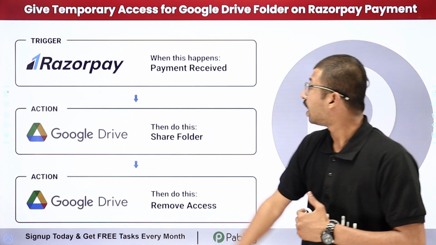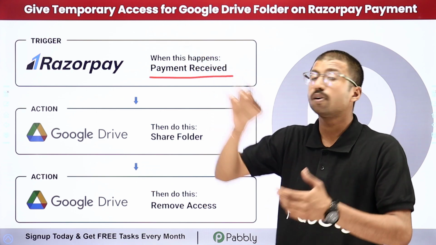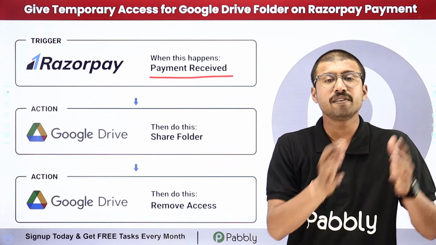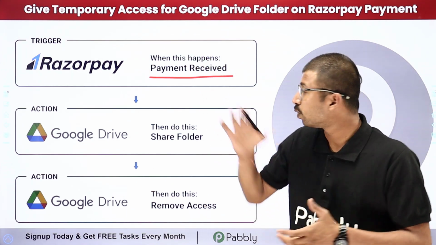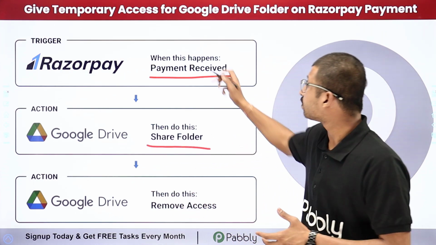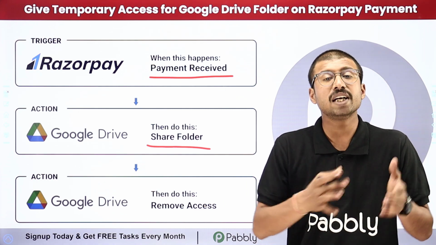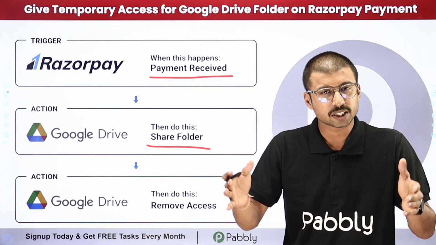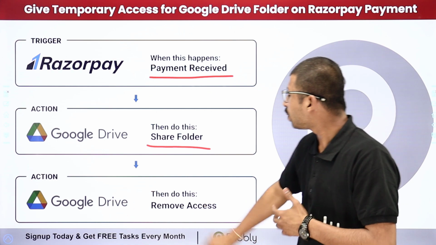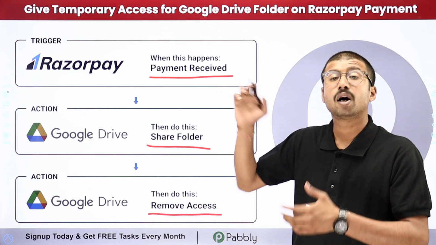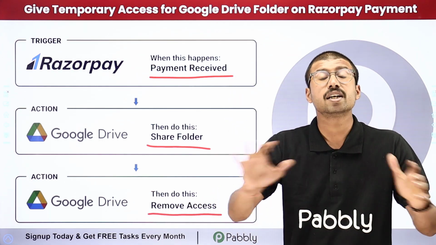And in this automation, as a new payment is received on our Razorpay account, automatically we are going to share the access of that folder from Google Drive with the same customer who made the payment. And after sharing the access, we will be waiting for a few days or a few minutes. You can decide this time as per your choice. We will then remove the access of the same customer from our Google Drive folder, all in a single automation.